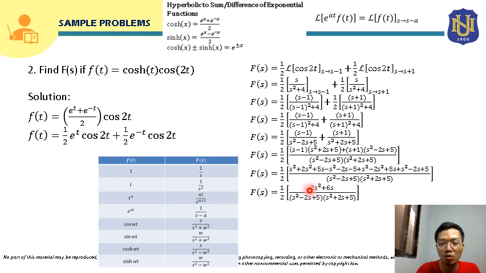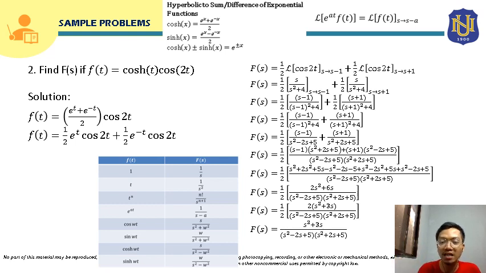So this will become 2s cubed plus 6s over s squared minus 2s plus 5 times s squared plus 2s plus 5. Okay, so we can cancel this 1/2 by factoring out 2 from the numerator. So factoring out 2, that will become 2 times s cubed plus 3s. So we can cancel out 2 and 1/2. So the answer will become s cubed plus 3s over s squared minus 2s plus 5 times s squared plus 2s plus 5. So this will now be the answer.